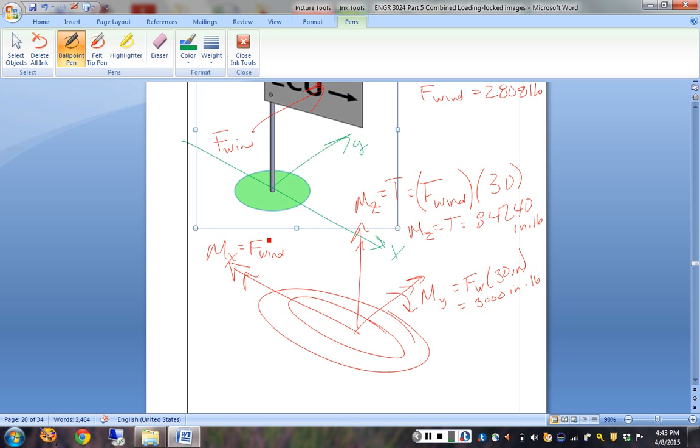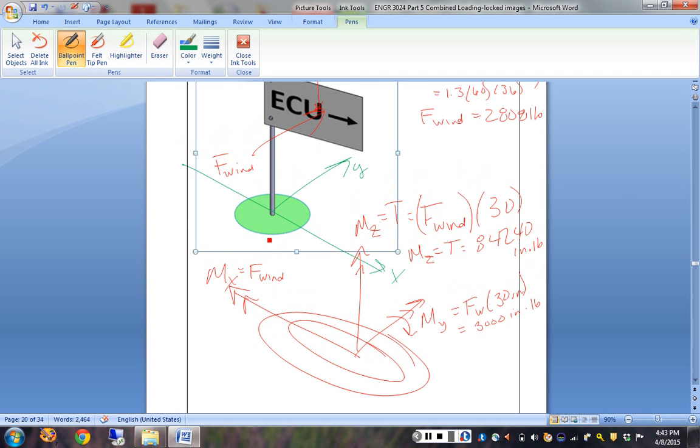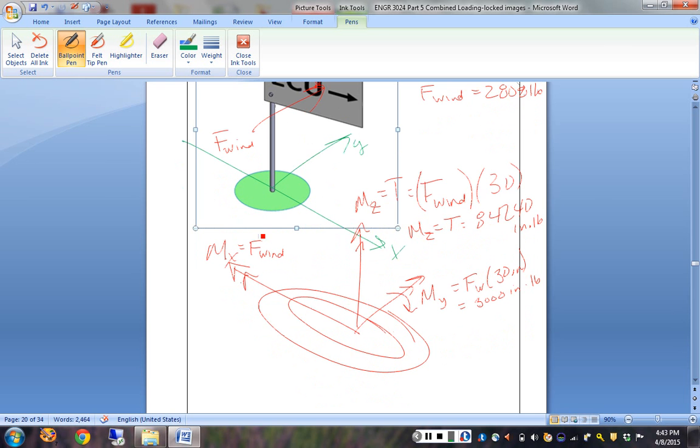Did I do the math wrong? 87? What? 72 plus 15? 18. 18, okay. Yeah, it's 36 tall, not 30. So force of the wind times 90. So the moment about x is 252,720 inch-pounds. Is that it?